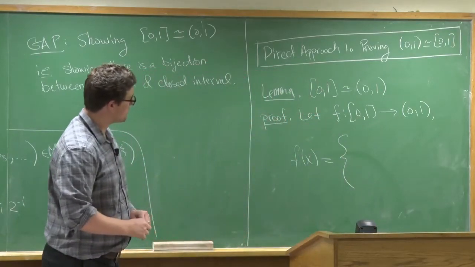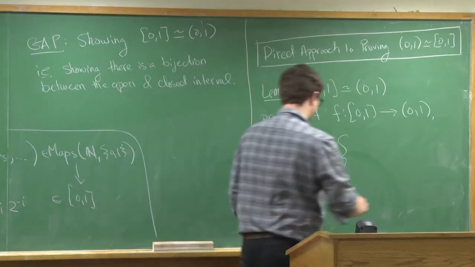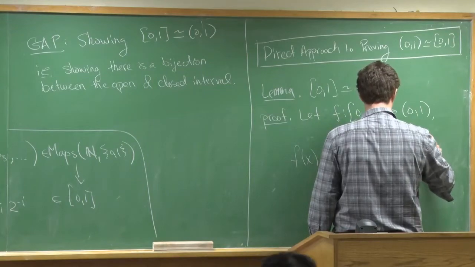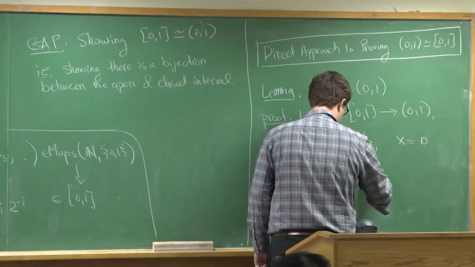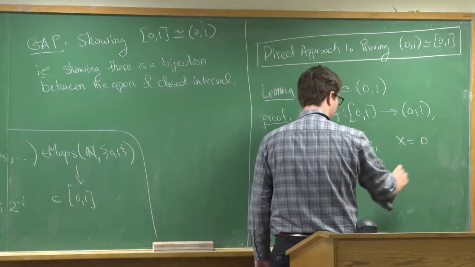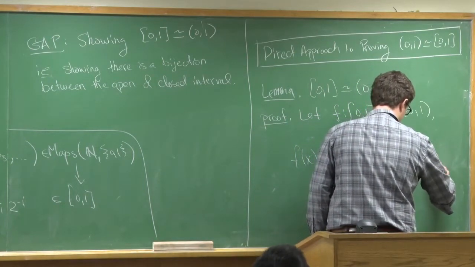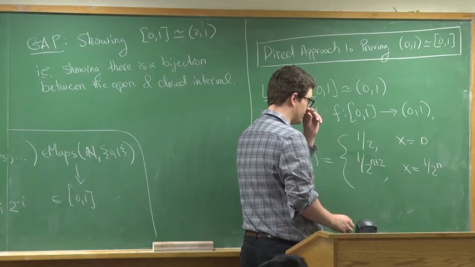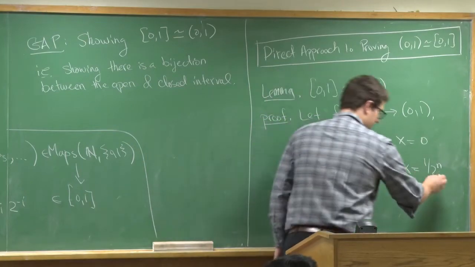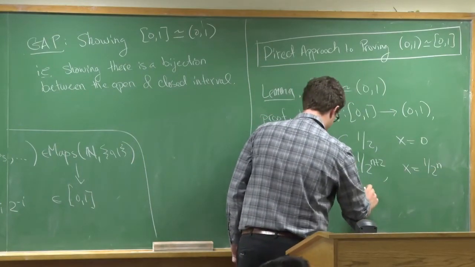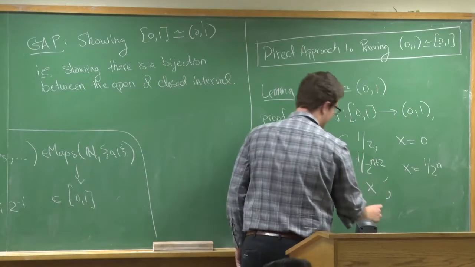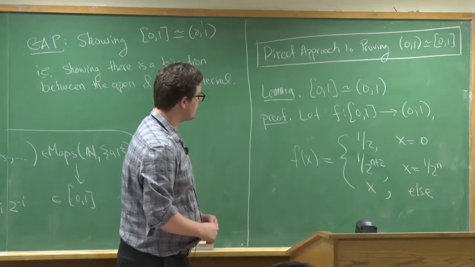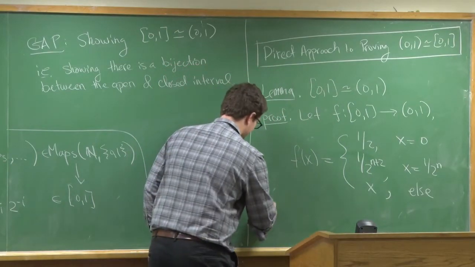All right, so it's going to be a half if x is equal to 0. And it's going to be 1 over 2 to the n plus 2 if x is equal to 1 over 2 to the n, for some n that's a non-negative integer. So n could be 0 here. And then it's going to be the identity, x is just going to be the identity otherwise. All right, so I claim that this function is a bijection.